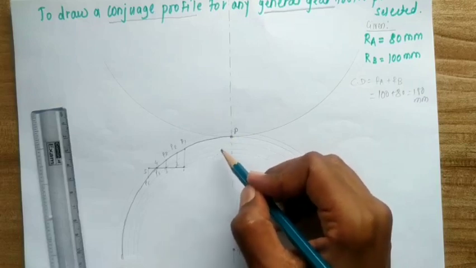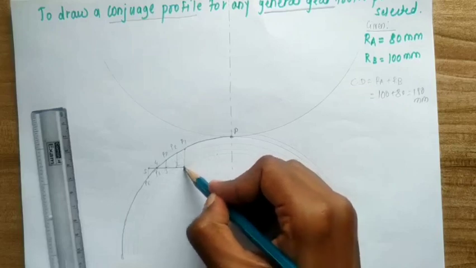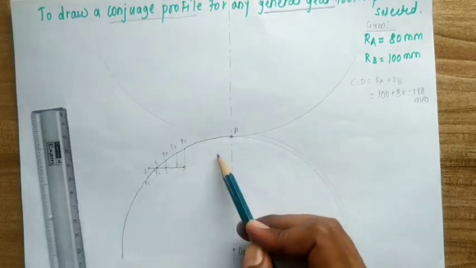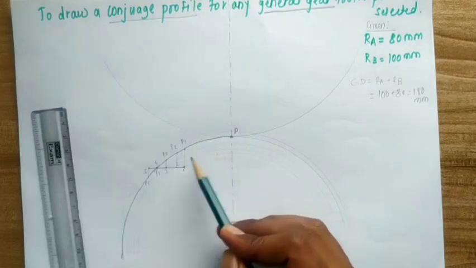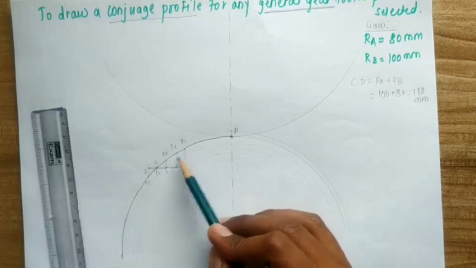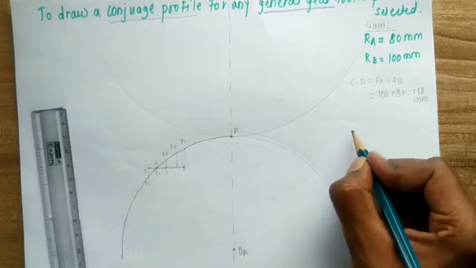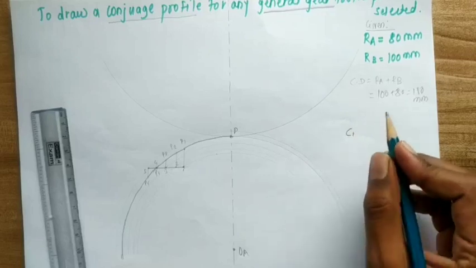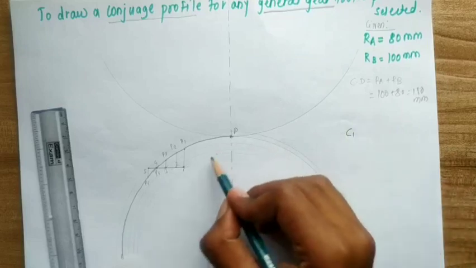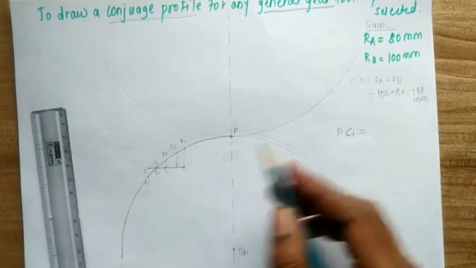To get this, I will use the distance between the pitch point and the point of contact. Whenever the point is moving from 1 to, let's say, C1, the distance between the point and the pitch point will remain the same. So I know that distance here, and I will use the same distance to get the point of contact C1. Let's say PC1 is equal to 1P1.